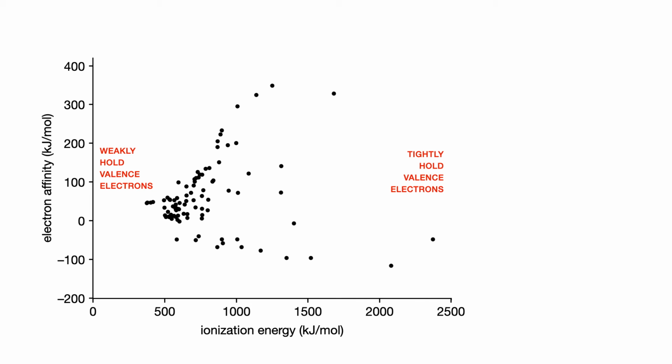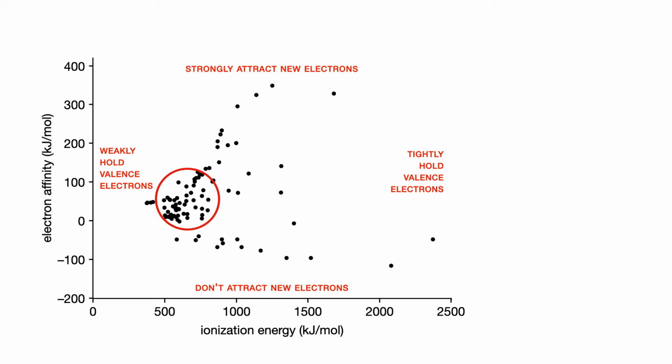Now, toward the bottom of the graph, we have atoms with very low or negative electron affinities, so they don't attract new electrons. And then dots toward the top of the graph have high electron affinity. Those atoms strongly attract new electrons. And you can see in this graph, most of the elements are clustered in this area where they've got a moderate ionization energy and a fairly small electron affinity, but there are quite a few dots on the graph that are outside of here that are spread out in various places.